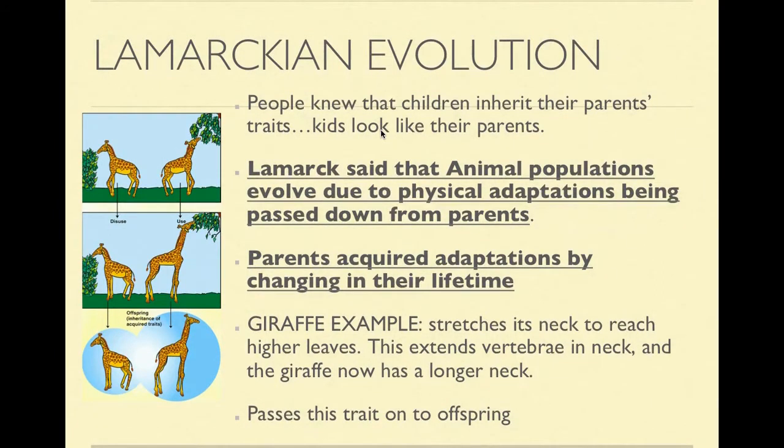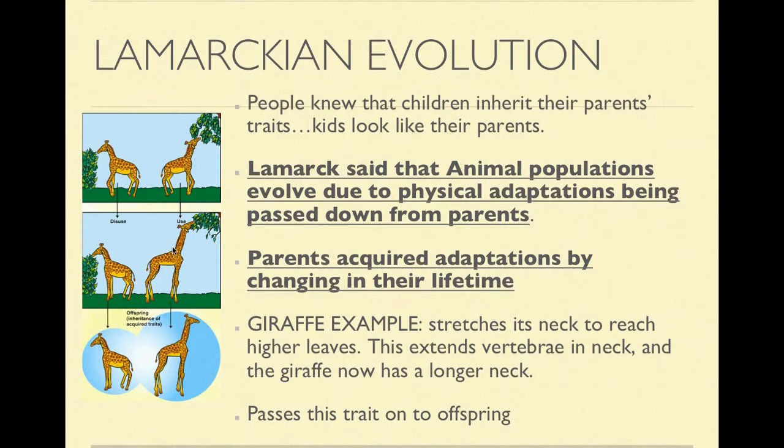So what Lamarck's theory said was that animal populations evolve because they acquire these adaptations during their lifetime, and then they pass them down from parent to offspring. So his big example was this giraffe. So there would have been short giraffes in the past, and these are the short giraffes right here. And over a long period of time, some of them started stretching their necks longer and longer so that they could reach the food that was higher up in the trees.